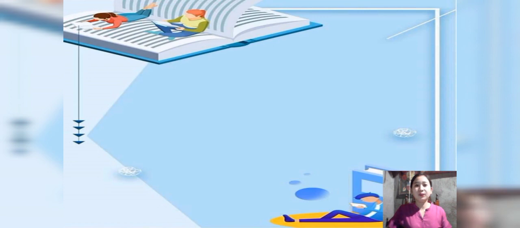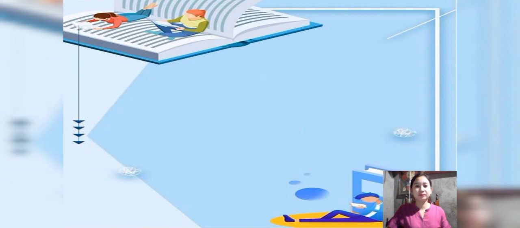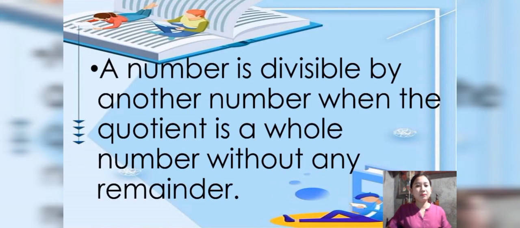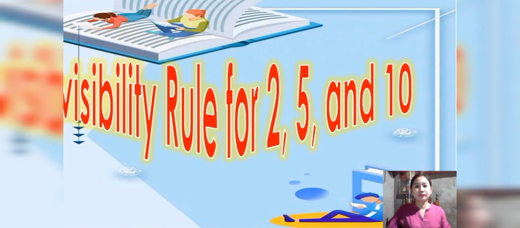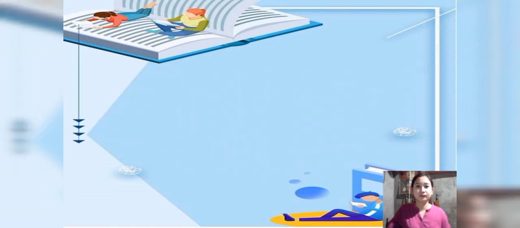Today's lesson, we are going to discuss divisibility rules. A number is said to be divisible by any number when the quotient is a whole number without any remainder. Let us now discuss divisibility rule for 2, 5, and 10.